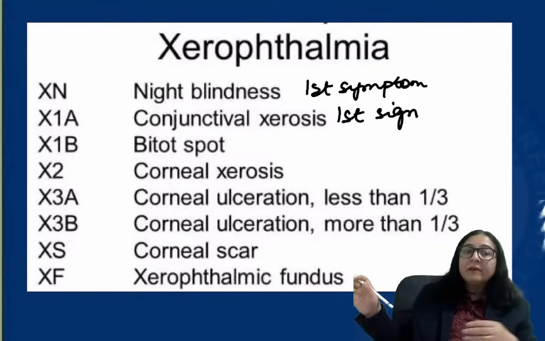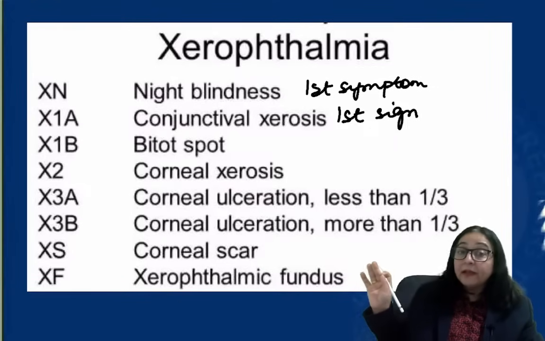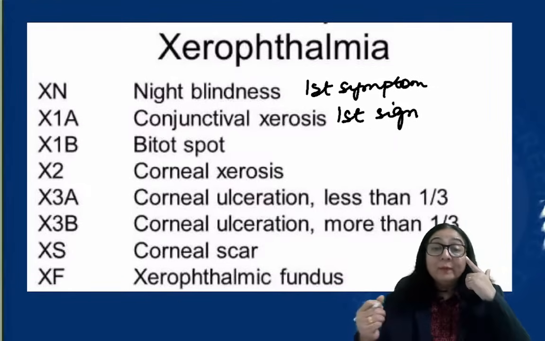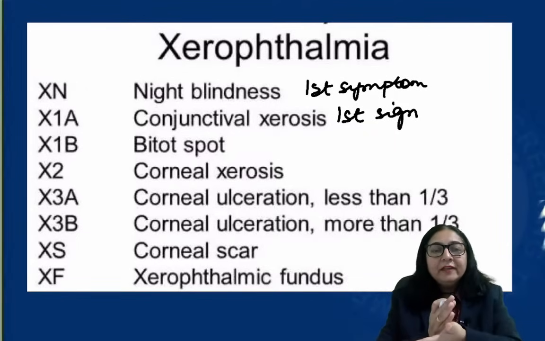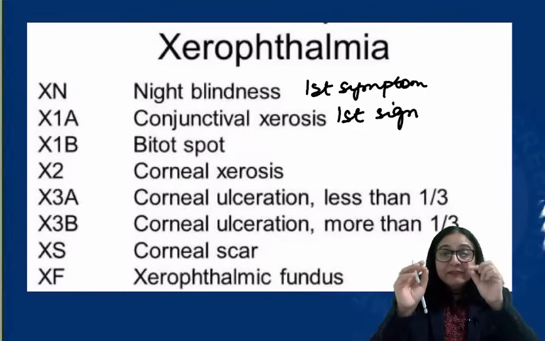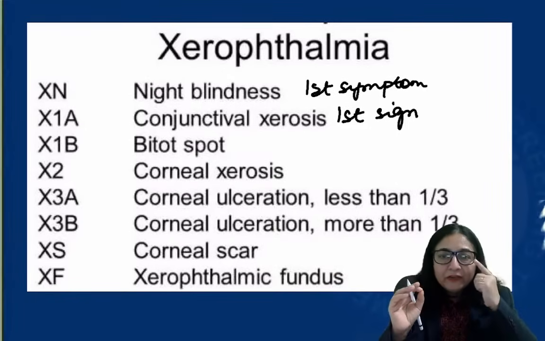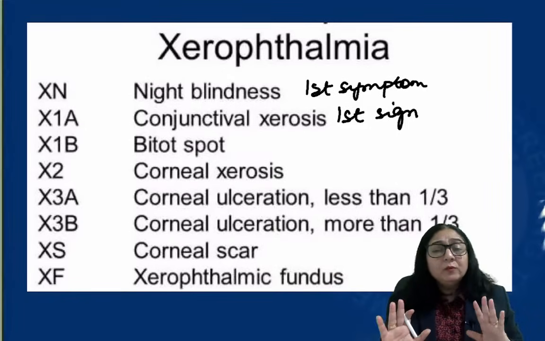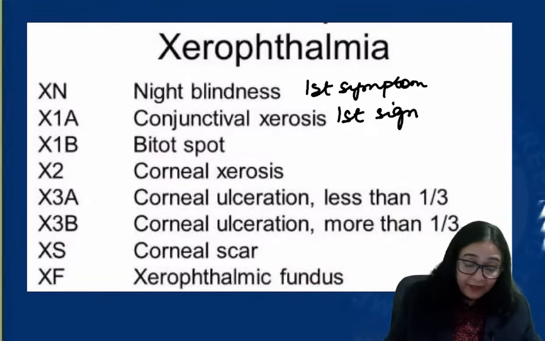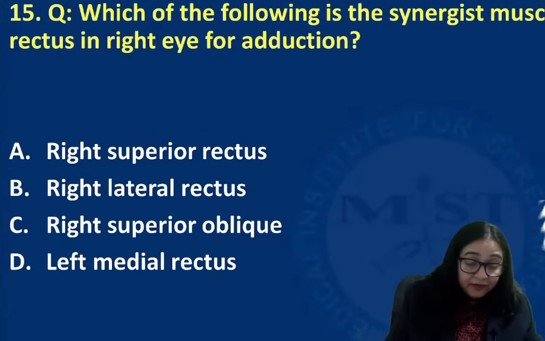Then Bitot's spots, corneal xerosis, cornea becoming extremely dry, corneal ulceration or keratomalacia, where in X3A it involves less than 1/3 and in X3B it involves more than 1/3. Ulceration will lead to scarring. In the fundus, you see pigmentary changes, but they do not cause any peripheral visual field loss. Right? Fine. So moving on to the next question.